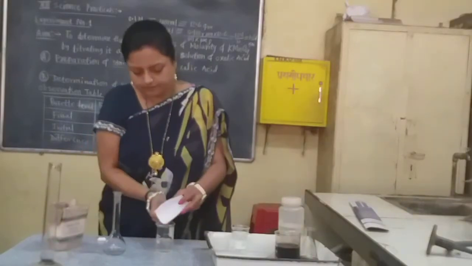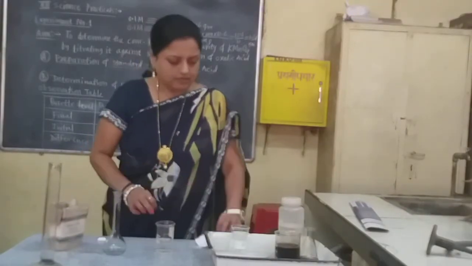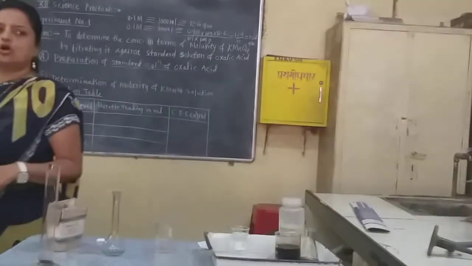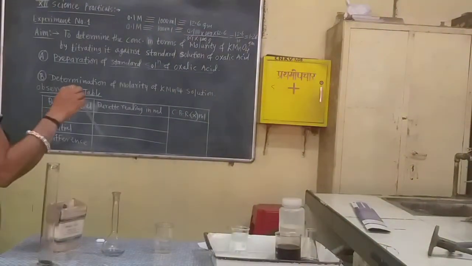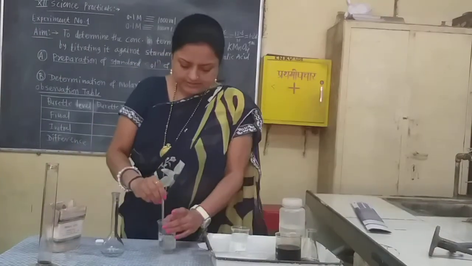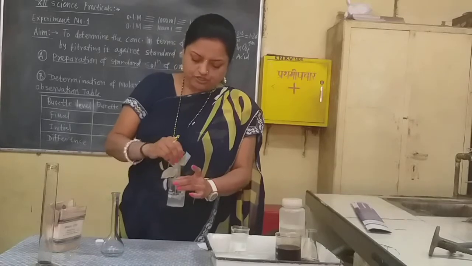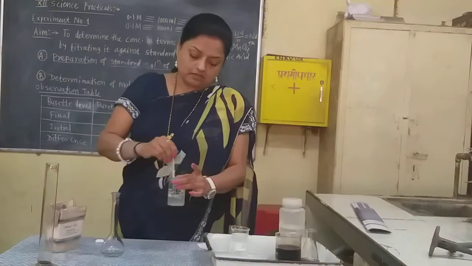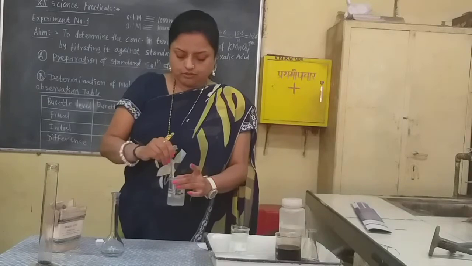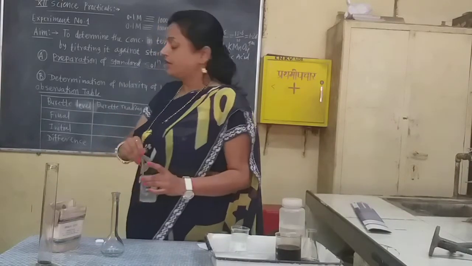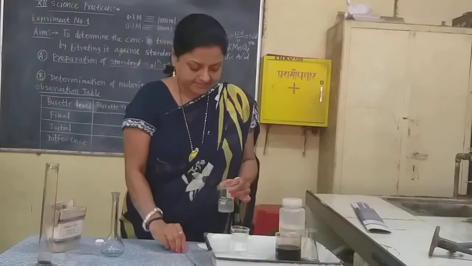Now pour it in and dissolve it with the glass rod. Take the glass rod and dissolve this solution. This is the glass rod, and I dissolve all the oxalic acid by continuous stirring. We are doing the first part of this practical, the preparation of the standard solution of oxalic acid.